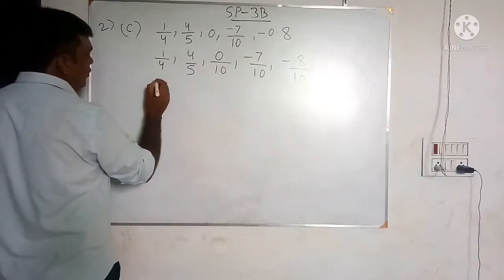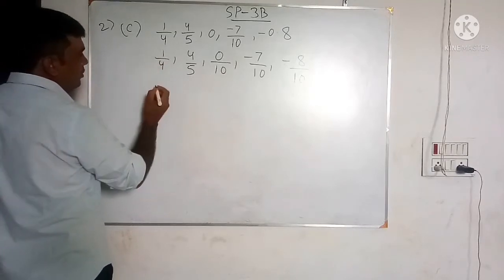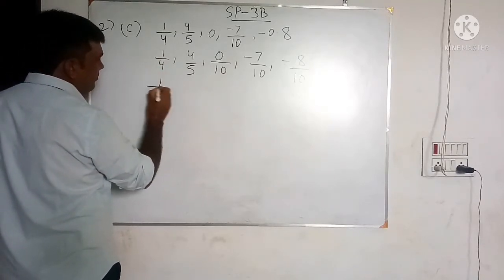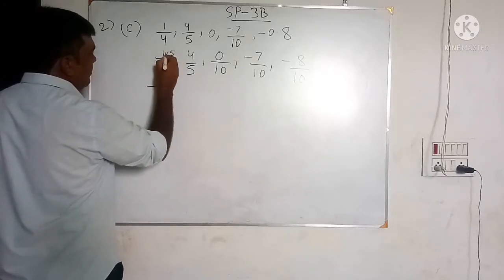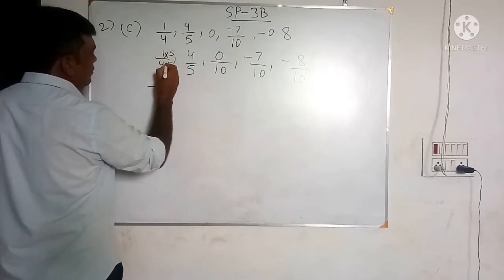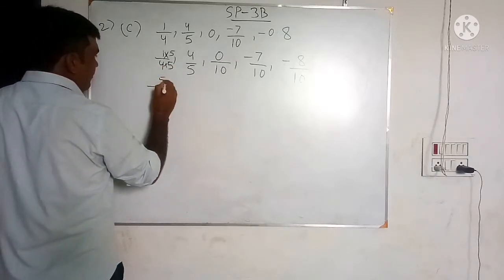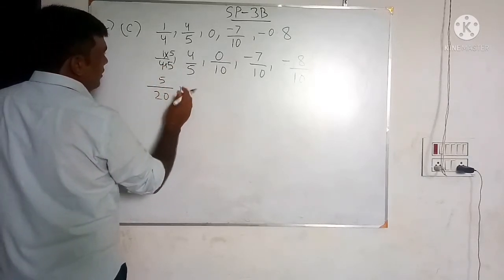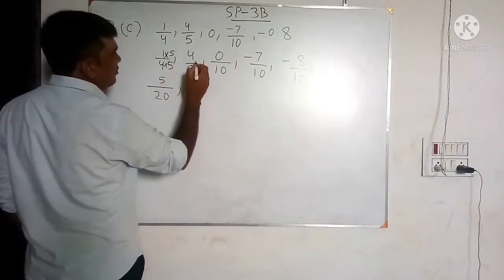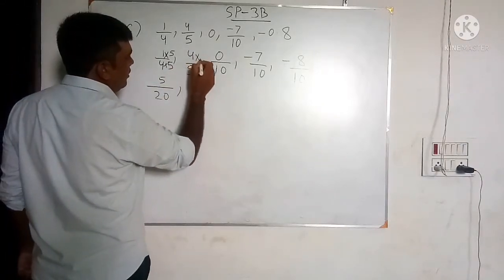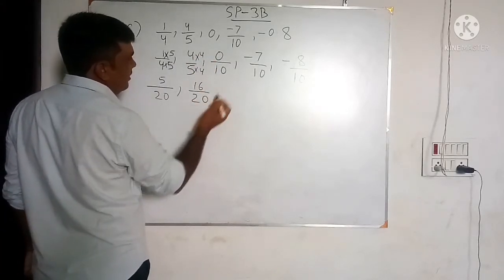What do you multiply in 4 to get 20? 5. So you multiply 5 in the numerator 1 also, and it becomes 5 by 20. Now what do you multiply in 5 to get 20? 4. So multiply the numerator also by 4. 4 times 4 is 16, so 16 by 20.